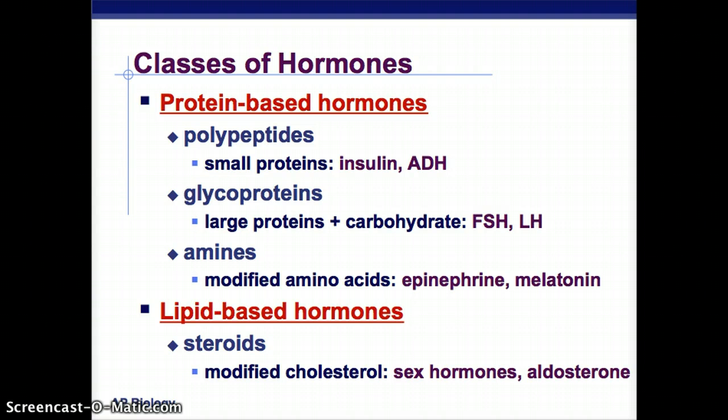Then in our lipid-based hormones category, you've got steroids, and they're modified cholesterols. When we talk about structure of atoms, you'd understand that more. Those are things like sex hormones and aldosterone. Those are steroids.